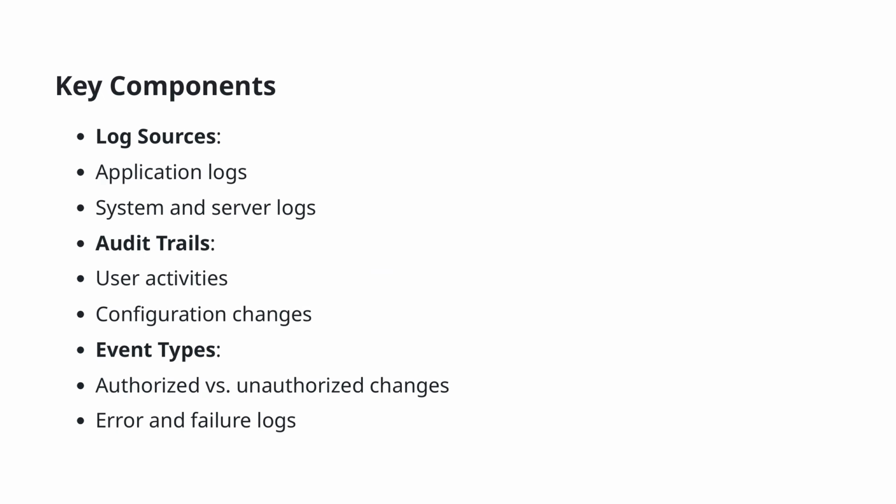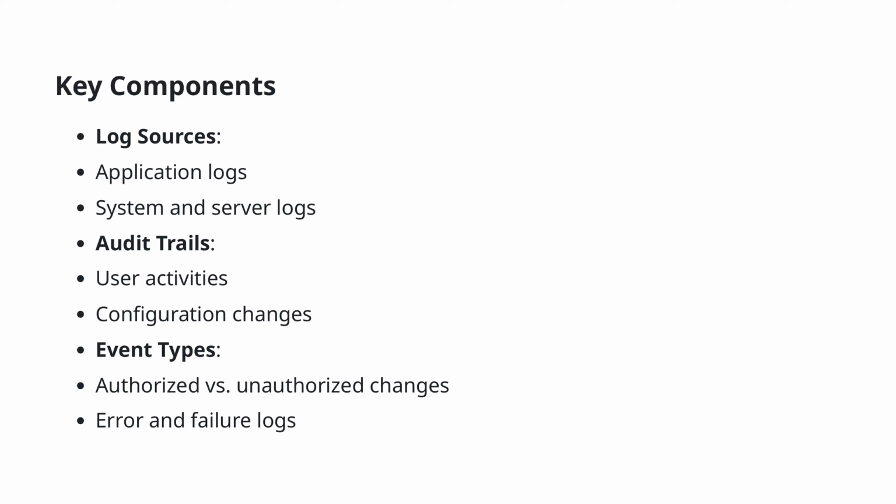Now, let's explore the key components essential to effective auditing and logging. We start with log sources, which include application logs and system and server logs. These logs capture a wide range of activities and events within your system. Next are audit trails, which track user activities and configuration changes. Monitoring these helps to maintain a clear record of who did what and when, which is important for both security and compliance purposes. Event types are another fundamental component.